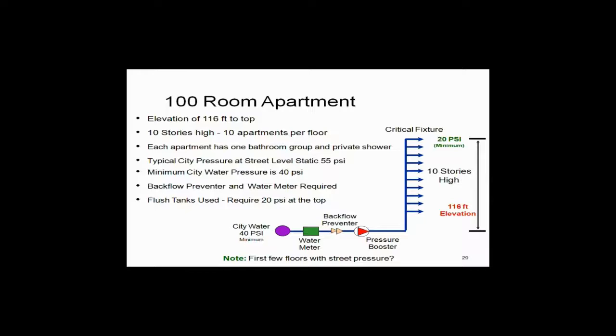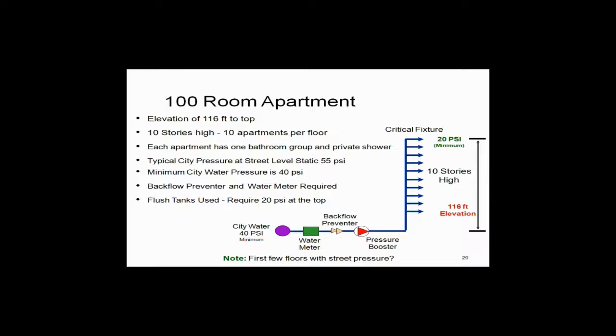Put it down. What is the elevation? How many stories high is it? The critical fixture is going to be at the top. Is it a water closet? Is it a water tank? Is it a flush valve? What is the minimum pressure allowable at that critical fixture? What is that critical fixture? You got to do a little research. You got to ask. You got to understand what that is.